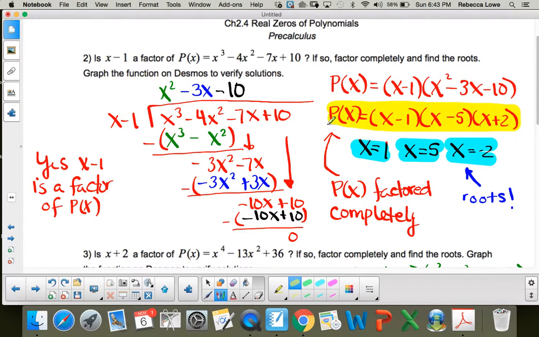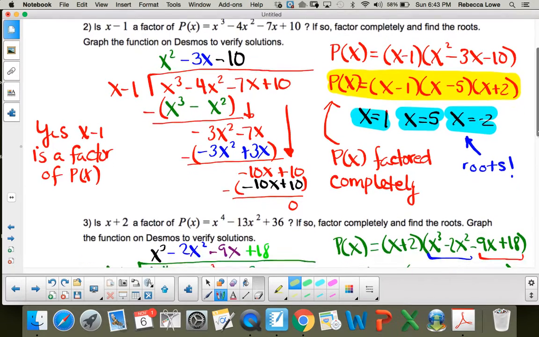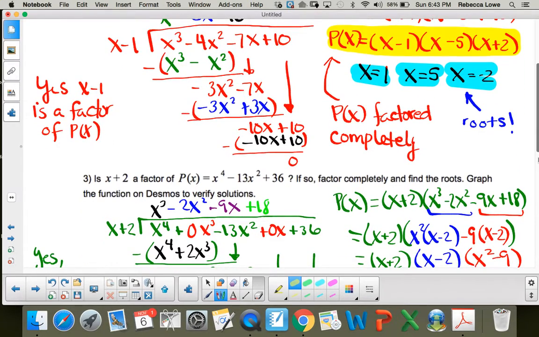So the complete factored version of p of x is written here in yellow, and then the solutions are here in blue. Remember, solutions are the same things as roots and zeros. So be sure that you guys factor your polynomials completely to earn full marks. Number 3 is the same thing.